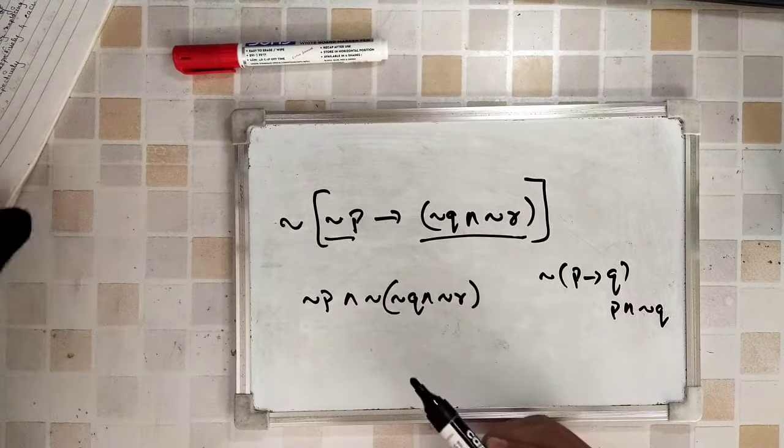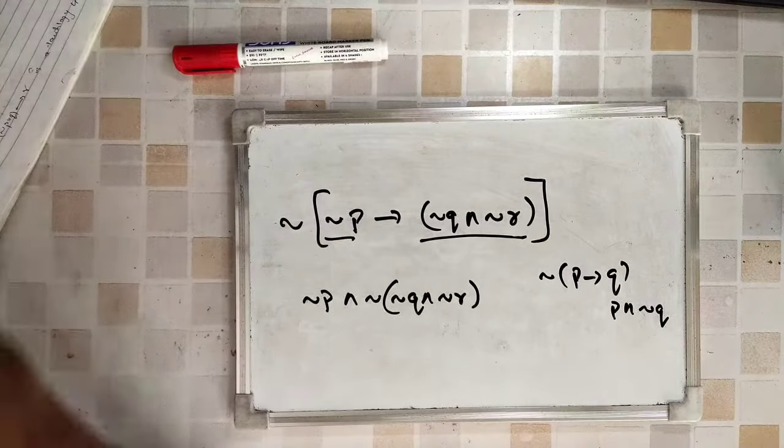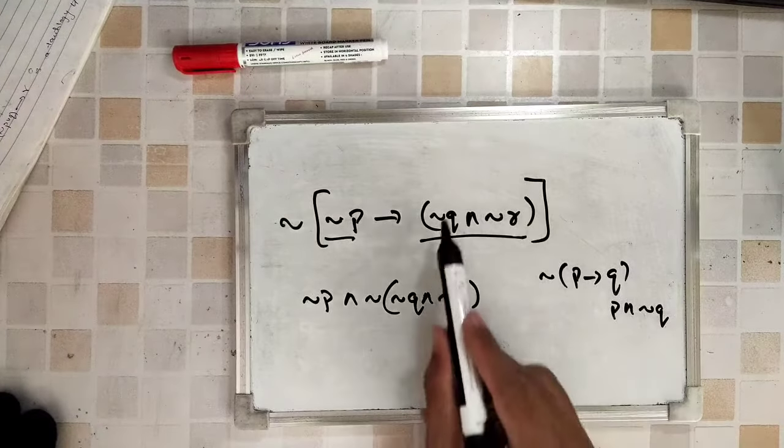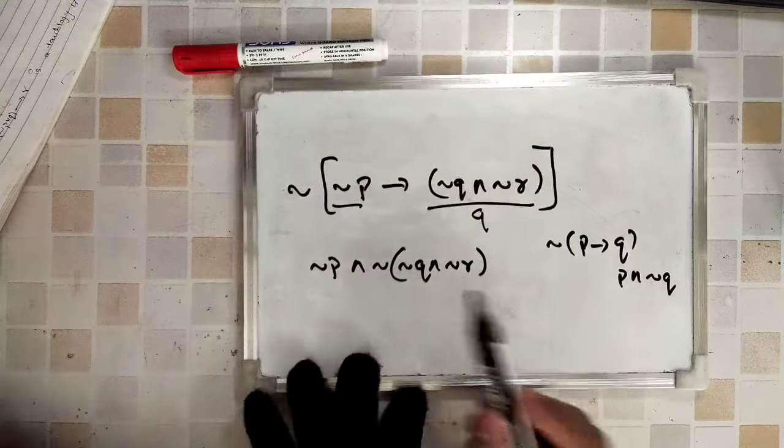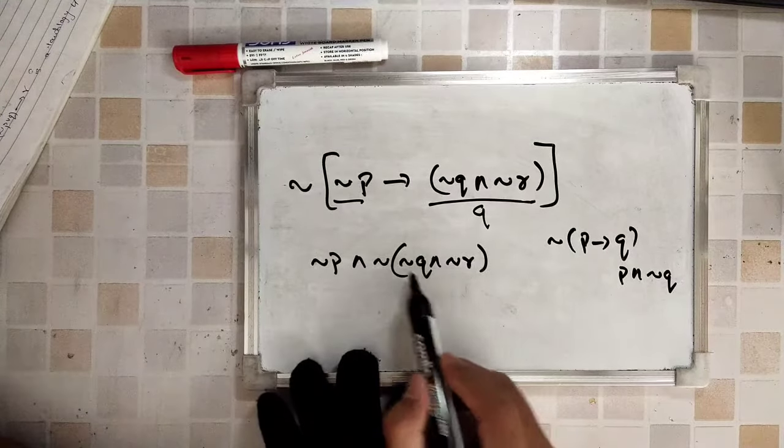Okay, there will be a negation here. Why? Because negation of Q, right? This whole thing is Q. So negation of Q means negation of this whole thing. Now, negation of this whole inside thing.